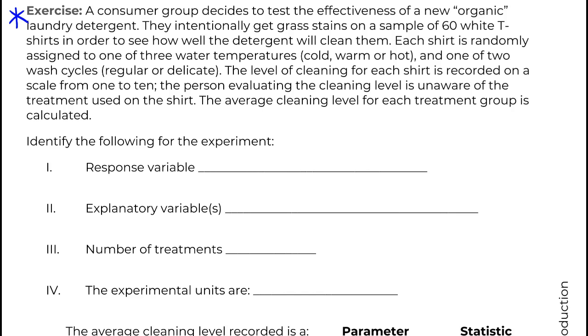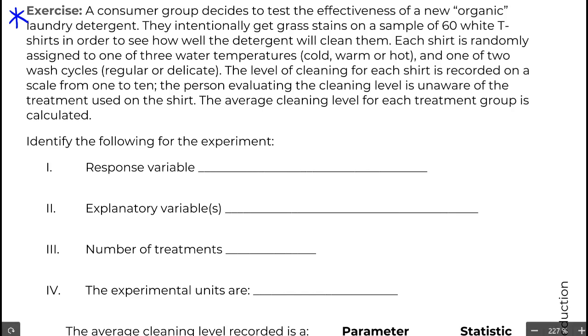All right, so hopefully you tried this. In this experiment, we were looking to see the level of cleaning for each shirt based on the different washing cycles that were used here. And we're trying to test the effectiveness of a new organic laundry detergent. It's a little bit silly that we're not testing it against any other detergent, but my imagination is thinking that we're going to write down on the label what people should use in terms of the wash cycle and water temp.